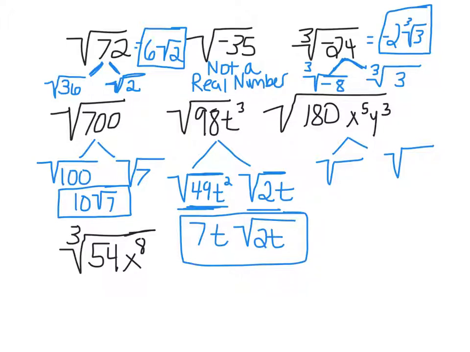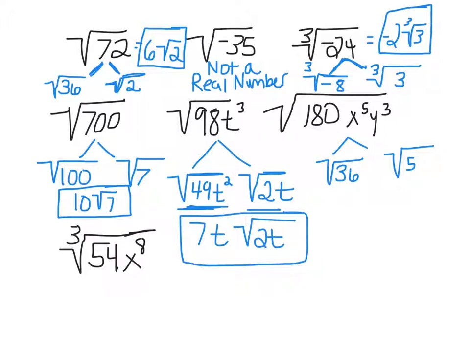Let's see, 180. Well, 180 is... I know 9 will go into 180. Is there something larger? What about 36? What is 180 divided by 36? Right, it's 5, right? So 36 and 5 is what's left over. So 36 is the perfect square part. The square root of 36 is 6, and then I have 5 left over.